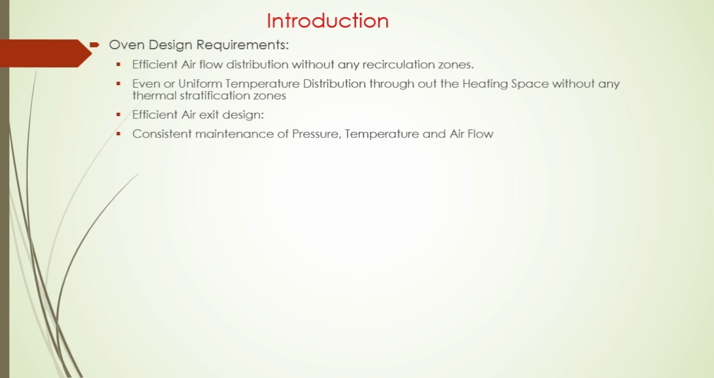Oven design requirements. The efficiency of any heat treatment process in ovens depends on efficient airflow distribution without any recirculation zones, even or uniform temperature distribution throughout the heating space without any thermal stratification zones, efficient air exit design to maintain proper air circulation and recirculation for energy conservation, and consistent maintenance of pressure, temperature, and airflow.